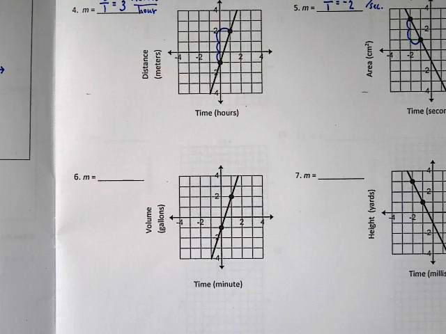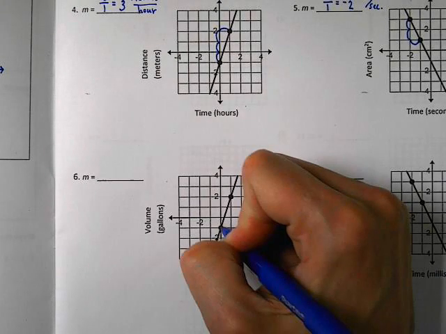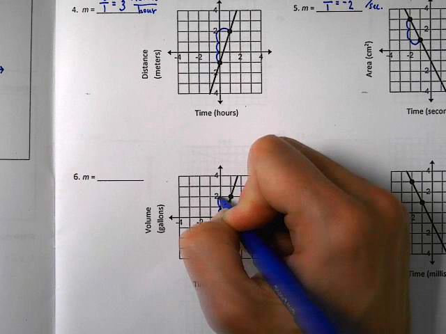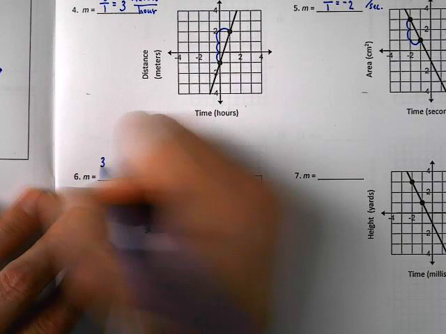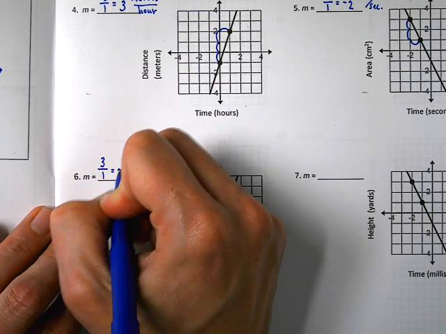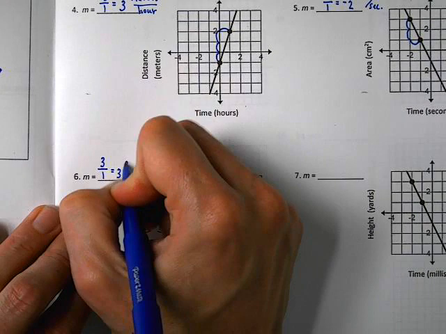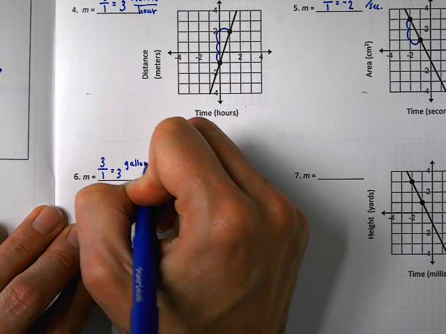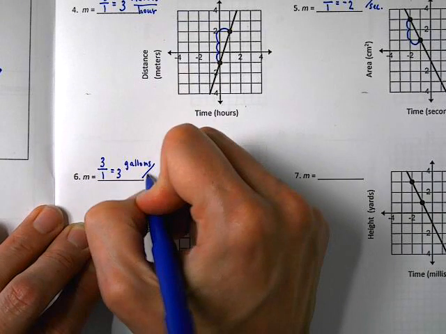All right, last 2 here. Again, first thing is to find slope. So my rise is up 3. My run happens to again be over 1. So I have 3. My units are gallons per minute.